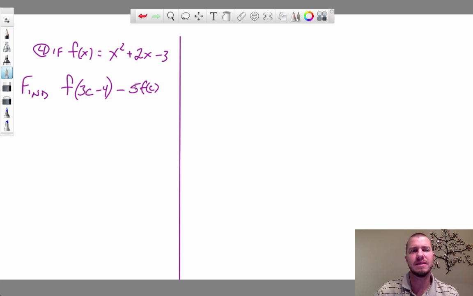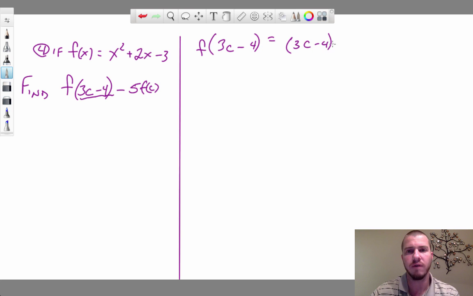So if I have one like this, what I have to do is I have f of x equal to this quadratic, and I'm trying to find f of 3c minus 4 minus 5 times f of c. I'm replacing x with those two parts. So let's look at f of 3c minus 4 first. I'm going to replace the x with 3c minus 4. So I have 3c minus 4 squared plus 2 times 3c minus 4 minus 3. And now it's just to simplify.